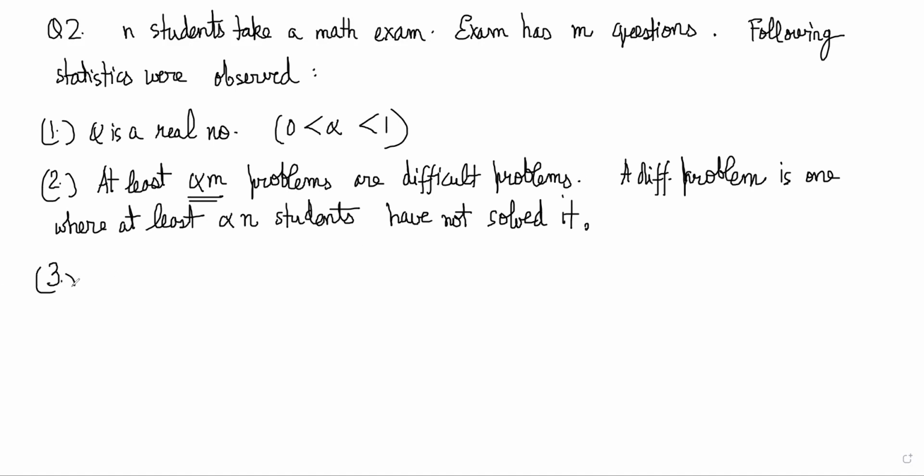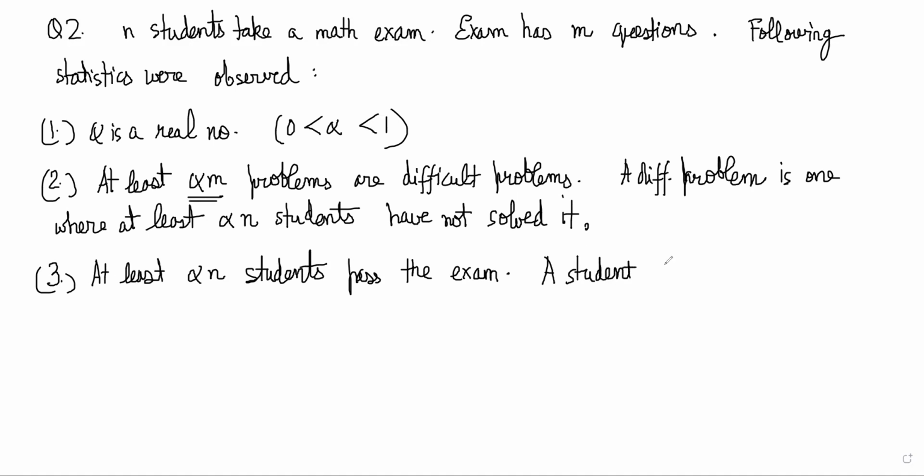And the third statement was at least alpha times n students pass the exam. And how do you pass an exam? A student passes if they solve at least alpha times m problems.